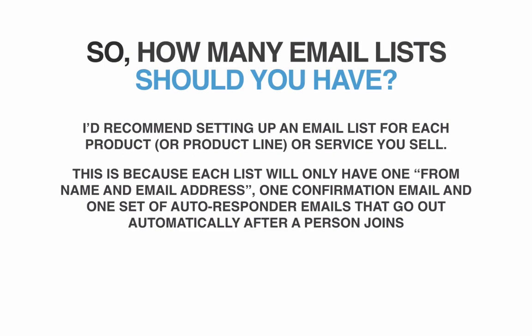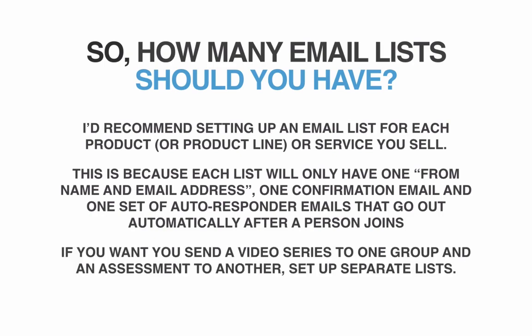So I think the main difference here is set up a new list each time you want to set up a different set of autoresponder emails. If you want to send a video series to one group and an assessment to another, this is exactly what I'm talking about. Set up separate email lists. All right? And maybe if you have different product offerings, maybe if you have an advanced consulting service, or maybe if you have a beginner online course, you'd want to set them up differently, send them different stuff, and lead them down different sales funnel paths, etc. Hopefully this makes sense.